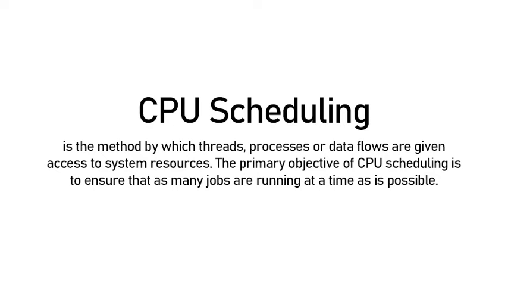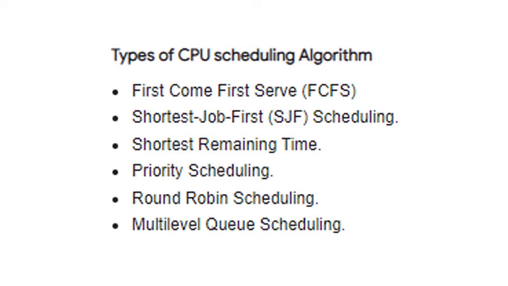First thing we should know is what exactly is CPU scheduling. CPU scheduling is the method by which threads, processes, or data flows are given access to system resources. The primary objective of CPU scheduling is to ensure that as many jobs are running at a time as possible. There are multiple types of CPU scheduling algorithms, but in this tutorial we'll mainly focus on round-robin scheduling.